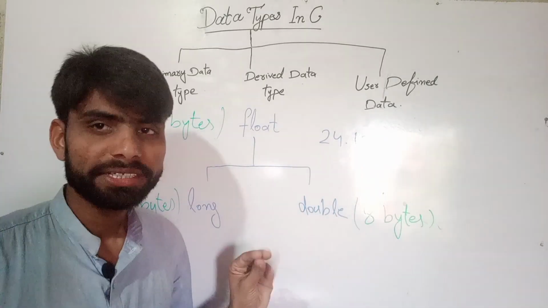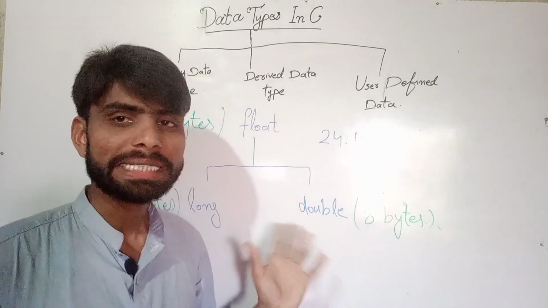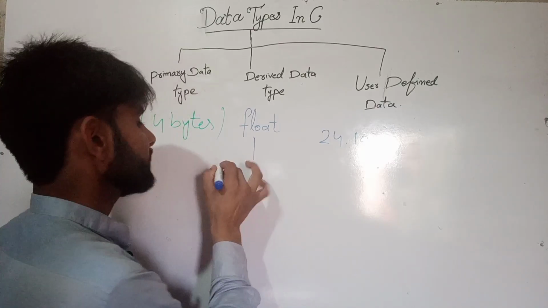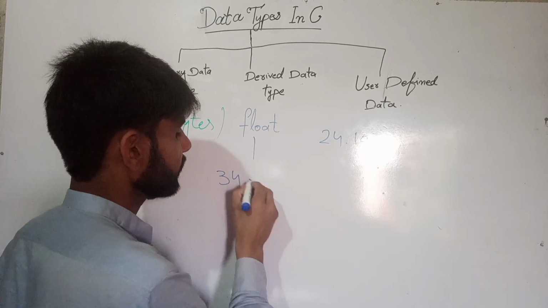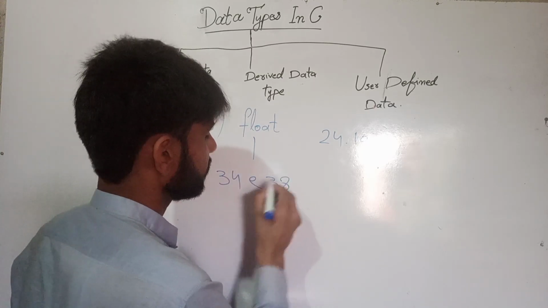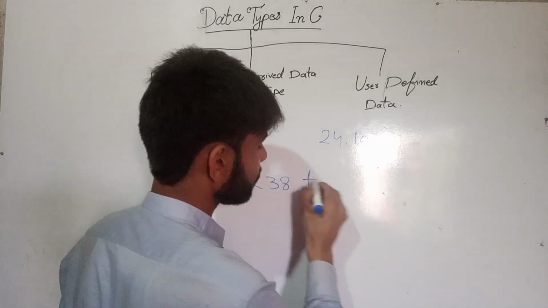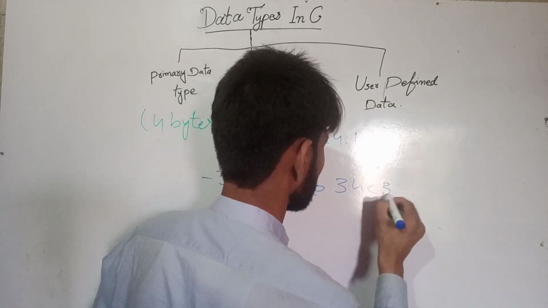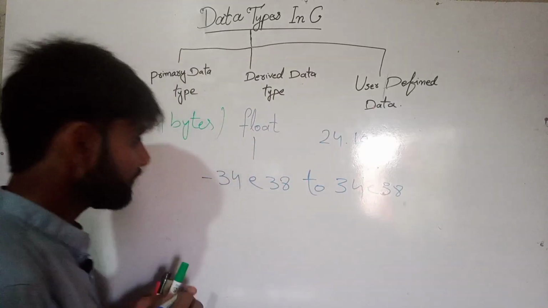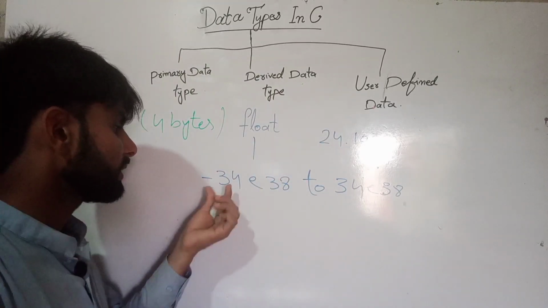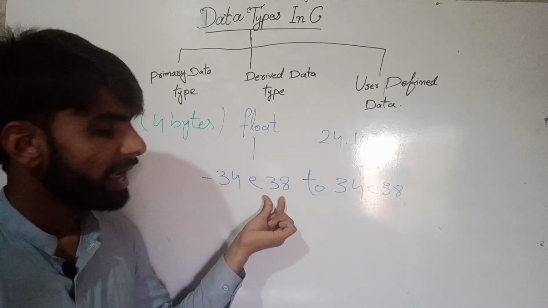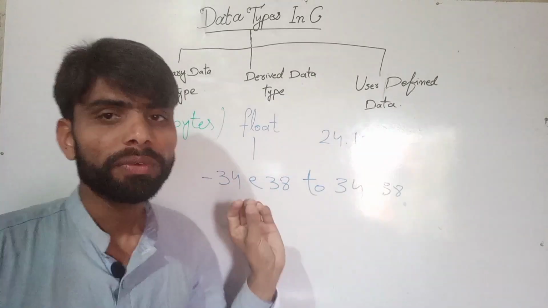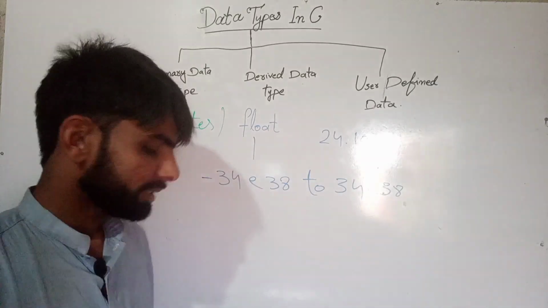I will also describe what precision is. Precision is for more accuracy, right? The range of the float data type is 3.4e-38 to 3.4e+38. So this is the exponent form: this is the mantissa and this is the exponent. So this is the range of the float data type, right?